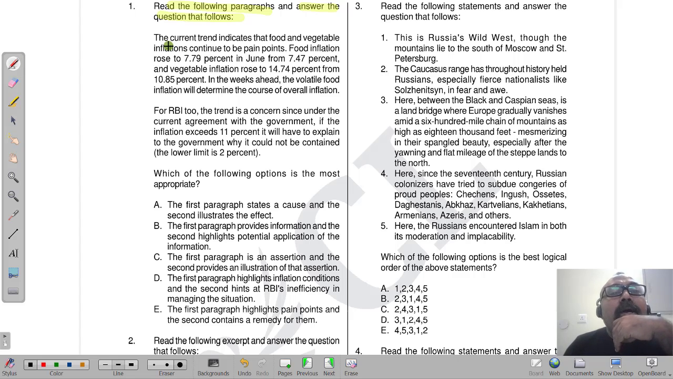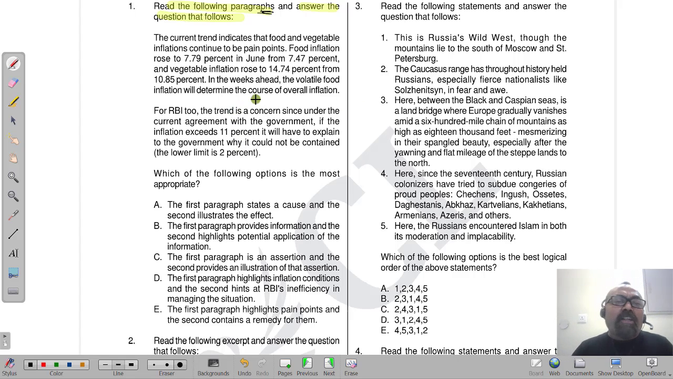So there are 2 paragraphs here. Let's look at paragraph number 1. The current trend indicates that food and vegetable inflations continue to be pain points. Food inflation rose to 7.79% in June from 7.47%, and vegetable inflation rose to 14.74% from 10.85%. In the weeks ahead, the volatile food inflation will determine the course of overall inflation. Paragraph 2. For RBI too, the trend is a concern since under the current agreement with the government, if the inflation exceeds 11%, it will have to explain to the government why it could not be contained. The lower limit is 2%.